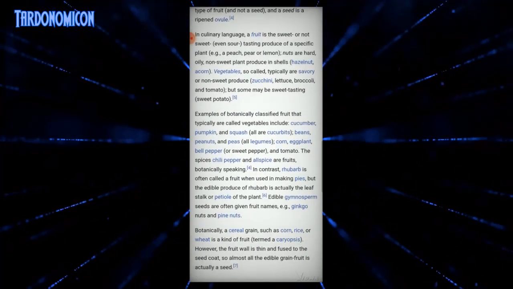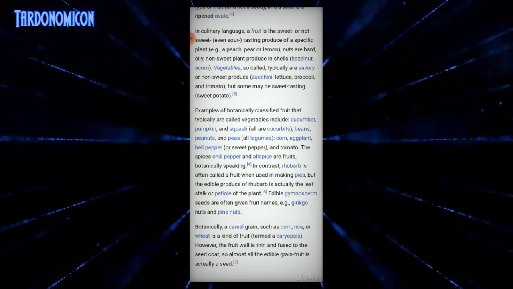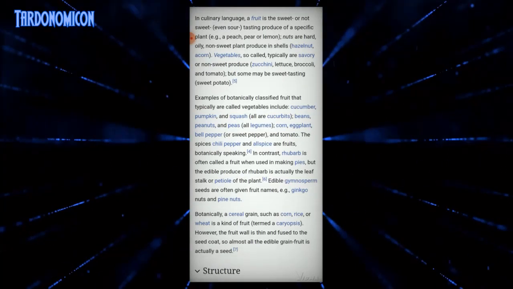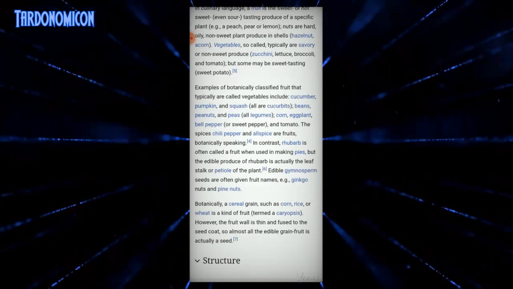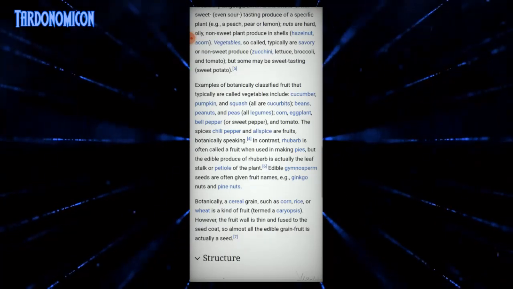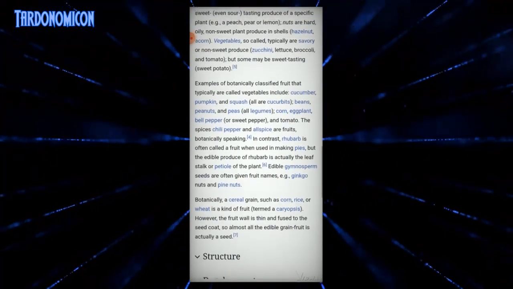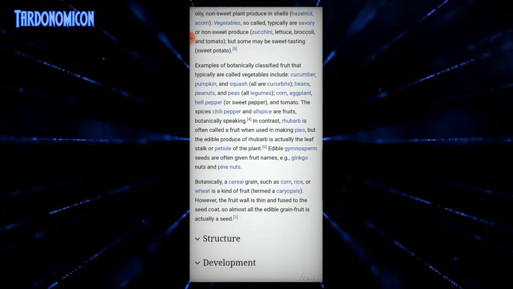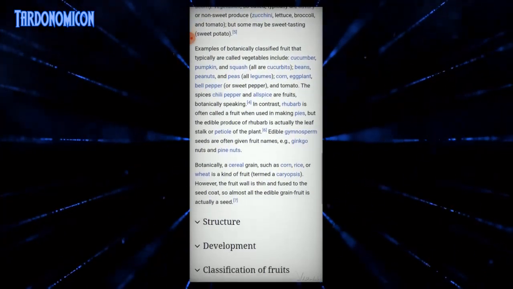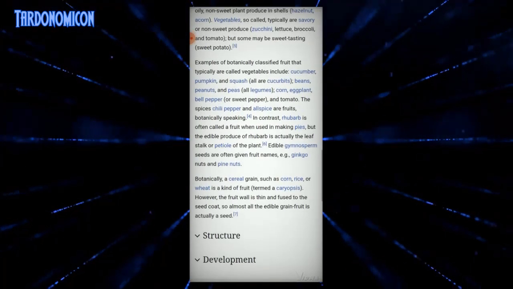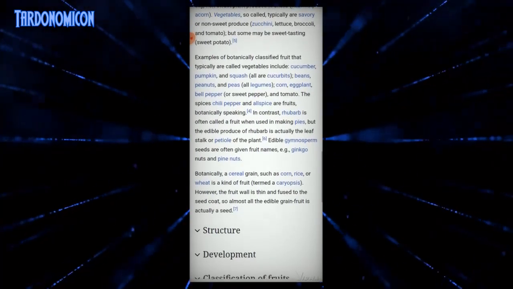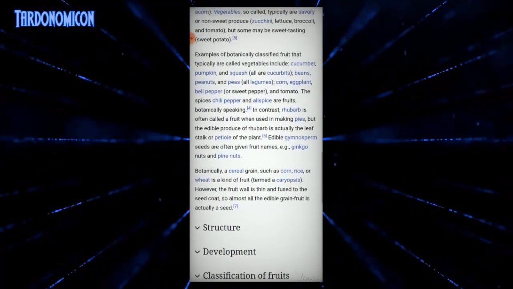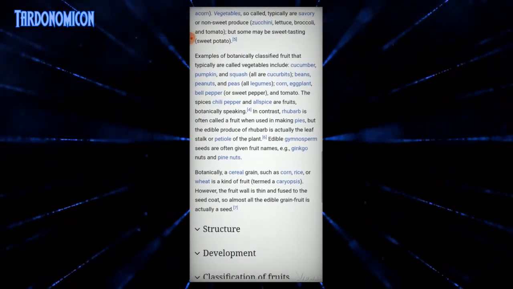But some may be sweet tasting, such as the sweet potato, okay, which is of course a vegetable because it's a plant part, it's a tuber. Examples of botanically classified fruit that are typically called vegetables include the cucumber, pumpkin, squash, beans, peanuts, and peas, corn, eggplant, bell pepper, and tomato. The spices, chili pepper and allspice, are fruits.